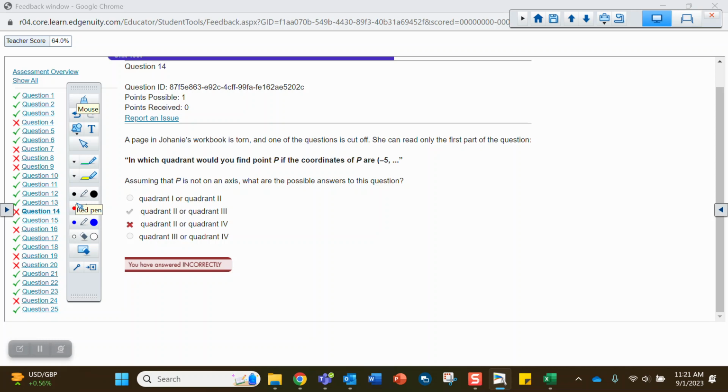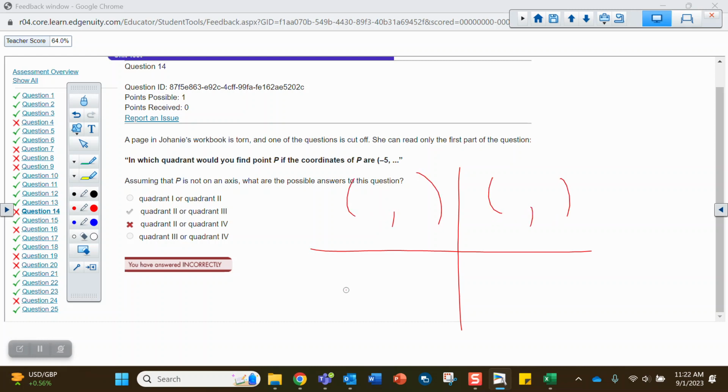Paige and Joanne's workbook is torn, and one of the questions is cut off. She can only read part of the first question. In which quadrant would you find point P if the coordinates are -5, blank? Assuming that it's not on an axis, what are the possible answers?